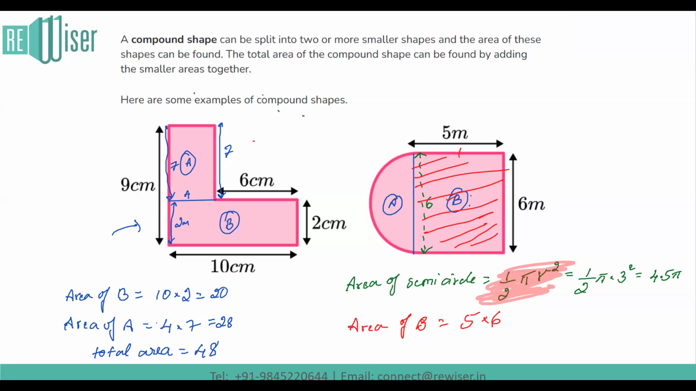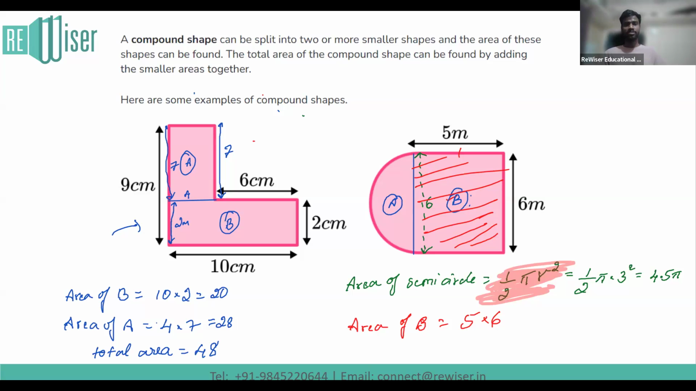How did we get the semicircle's 4.5 value? 4.5 times pi. That's what I have written here, right?